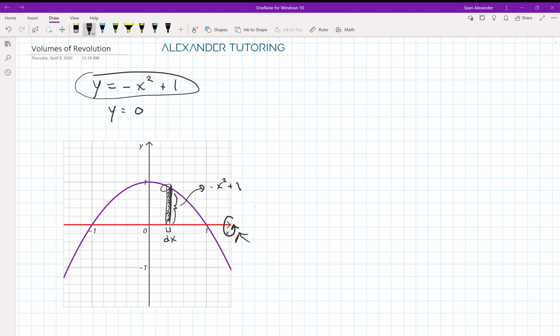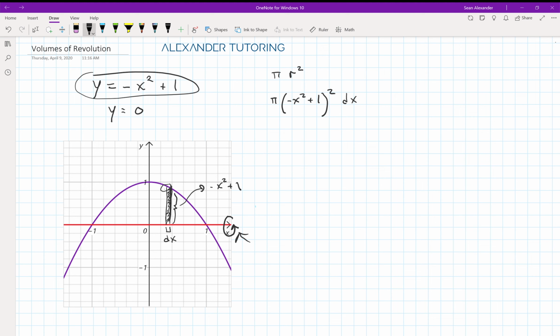The top of the disk is a circle. What's the area of a circle? Well, it's pi r squared, right? Then the surface area of that circular disk will be pi times the radius squared. The radius is really the height, which we said is simply the y value of the function at that point. That's the area of the disk. To make it a volume, we have to give it a little bit of thickness, and the thickness of the disk would be dx.